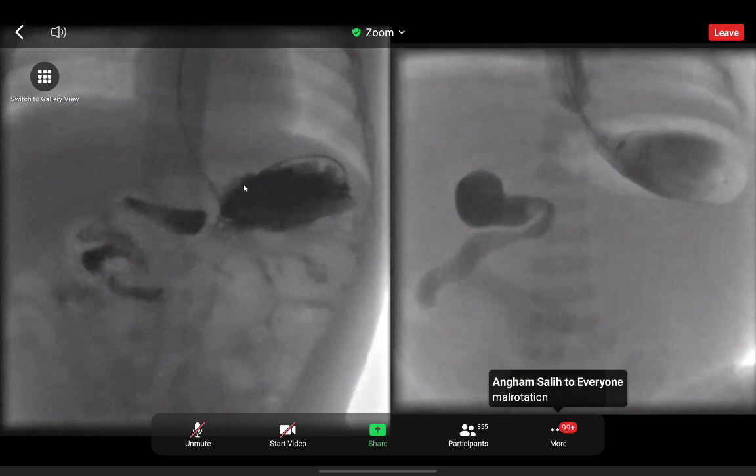So what you must make sure of always, this child has been administered water-soluble contrast via the NG tube into their stomach.